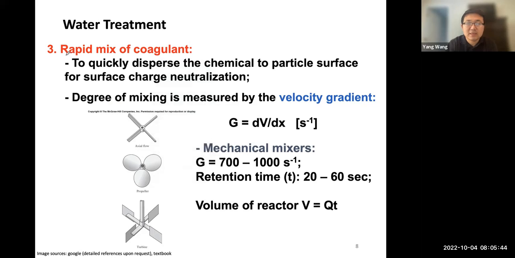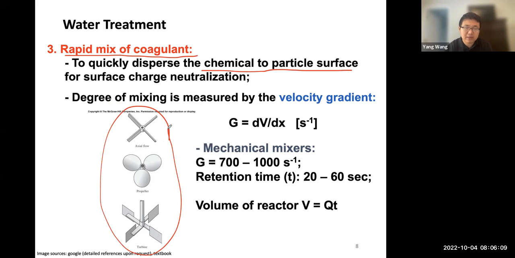Okay, so we said that we're going to need a more rapid mixing of the coagulant, right? The reason is that we want to disperse these chemicals to the particle surface, to the particles for the charge neutralization, right? So that's why people normally use shorter blades, or turbines or propellers, right, to mix the chemicals rapidly so that they can get uniformly distributed into the water for treatment.